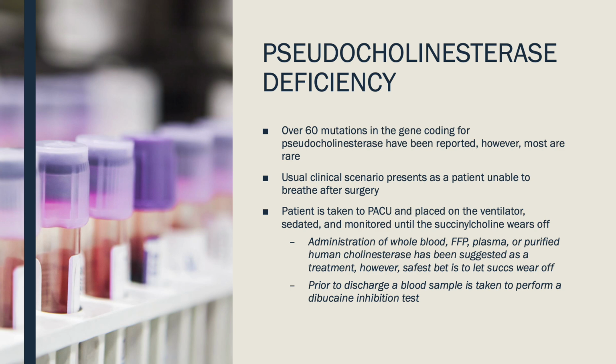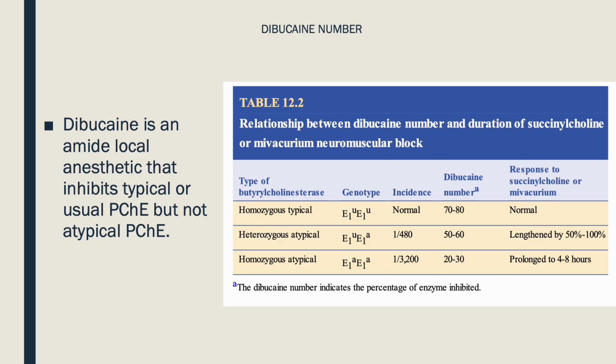So, neuromuscular disorders. Myasthenia gravis affects the neuromuscular junction, reducing acetylcholine receptor activity or release, leading to muscle weakness. This is treated with acetylcholinesterase inhibitors. Pseudocholinesterase deficiency will prolong the paralysis after succinylcholine administration, requiring ventilator support and sedation. And you want that dibucaine inhibition test, which will assess that pseudocholinesterase functioning.